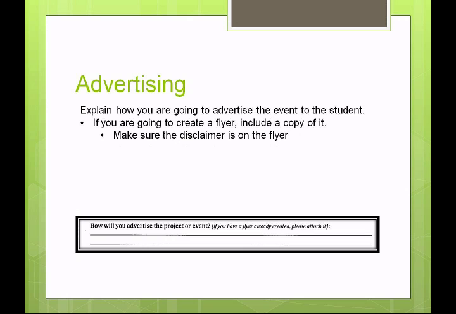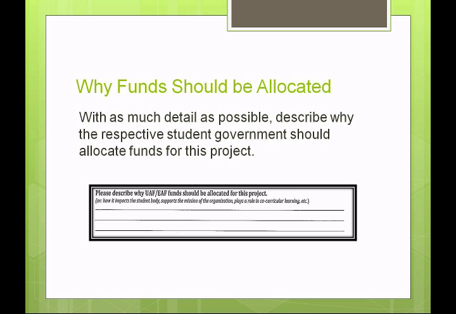With as much detail as possible, explain how you are going to advertise your event to the public. If you are going to use flyers, attach one to the packet. If you do use flyers, make sure the disclaimer is on them. Now describe why USG or GSG should allocate funds for this event or project.